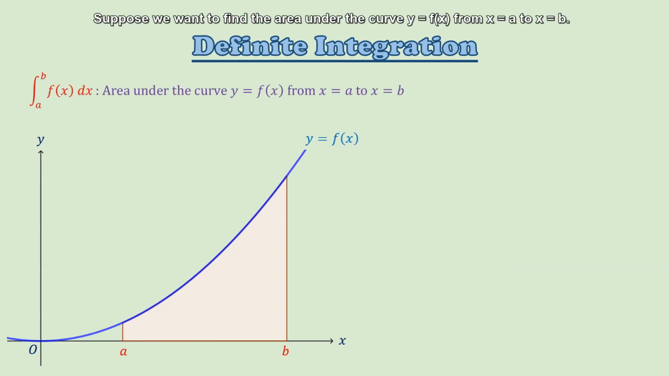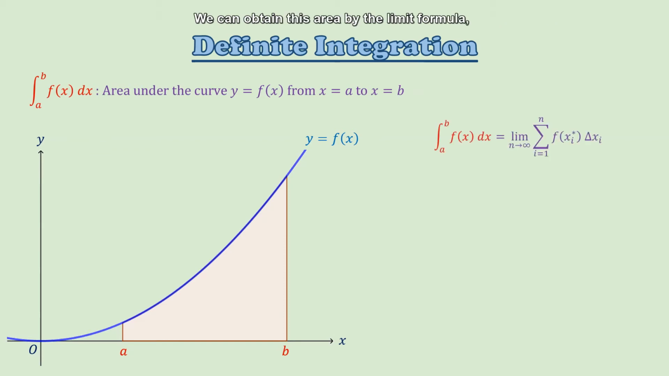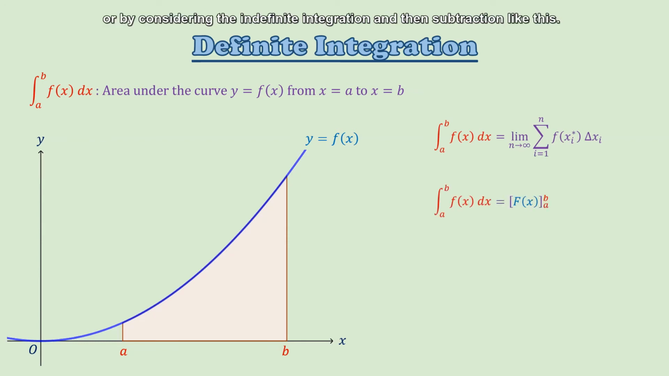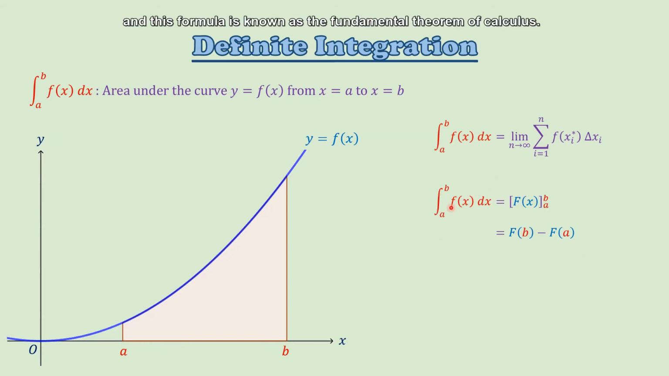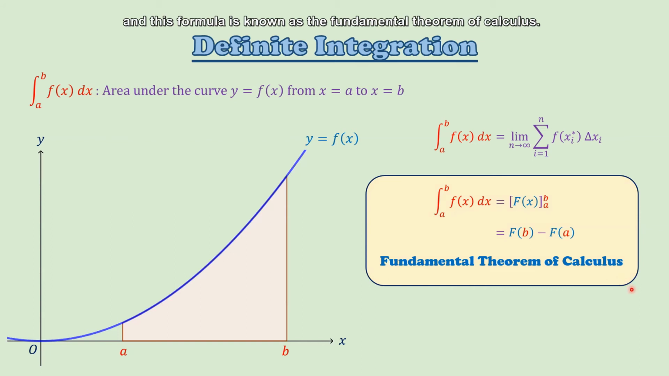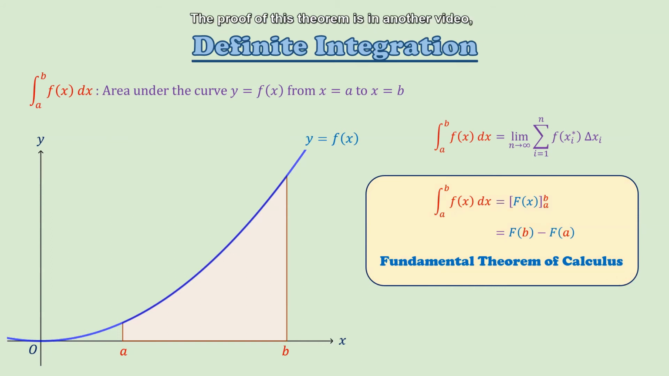Suppose we want to find the area under the curve y equals f(x) from x equals a to x equals b. We can obtain this area by the limit formula, or by considering the indefinite integration and then subtraction like this. This capital F(x) means a primitive function of this small f(x), and this formula is known as the fundamental theorem of calculus. The proof of this theorem is in another video, and right now we can just accept this result. Now let's learn some terms.